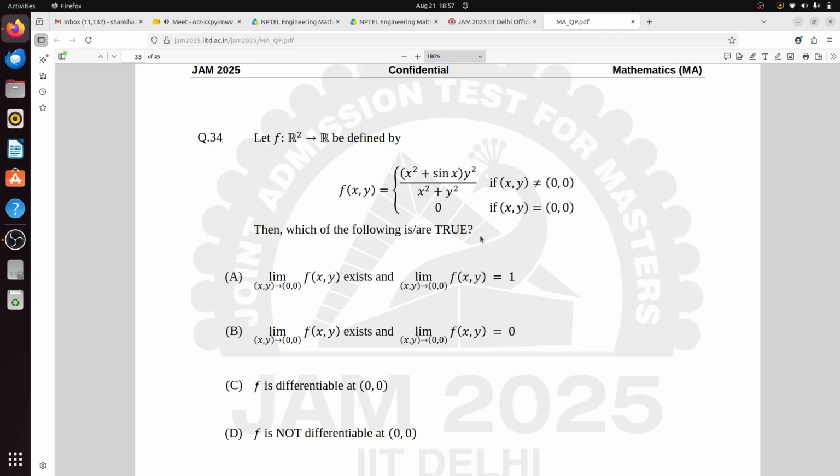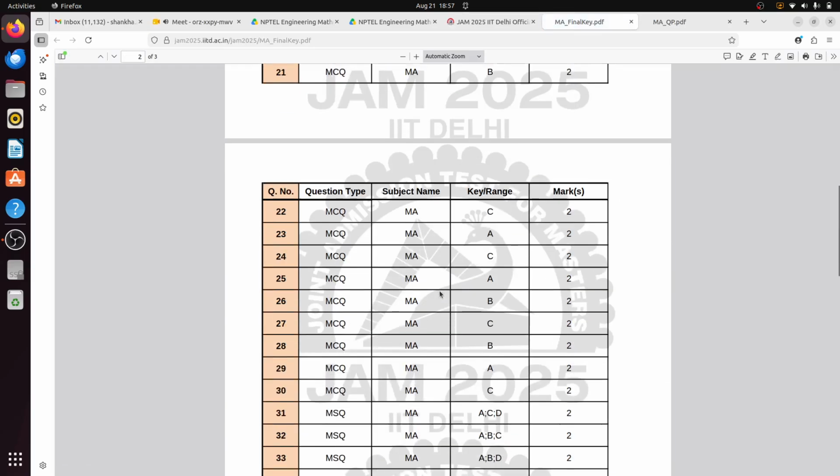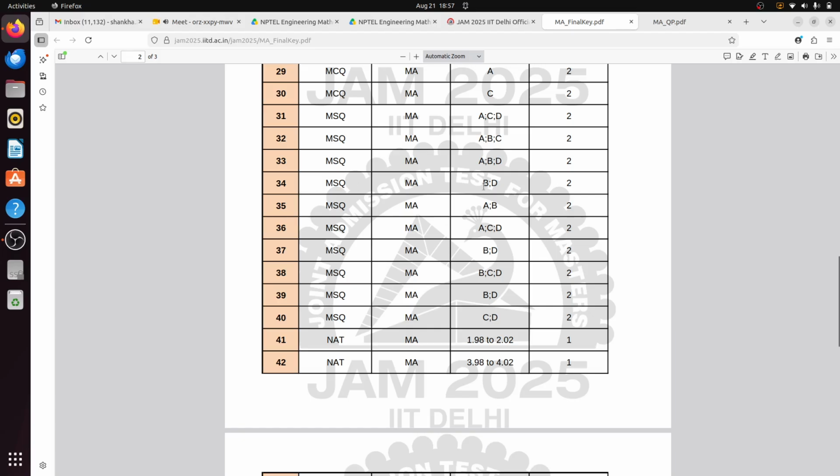f is not differentiable at (0,0), because if you write it as sin h into k square by h square plus k square, your epsilon 2 will be sin h into k by h square plus k square. Sin h is a bounded function, so you will get k by h square plus k square, and k by h square plus k square does not converge to 0 as (h,k) tends to 0. So f is not differentiable at (0,0). So the 34th answer is B and D. The answer is B and D.